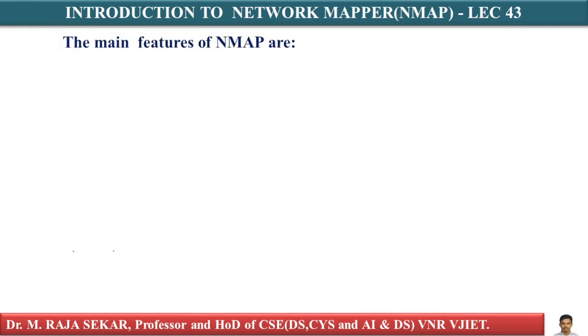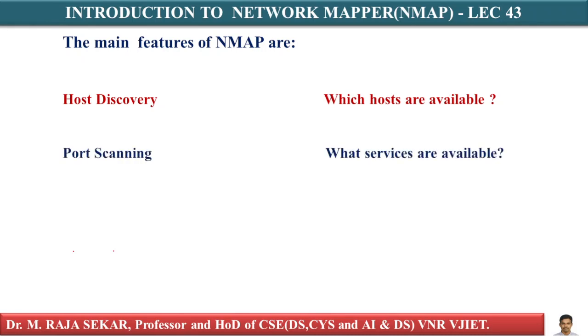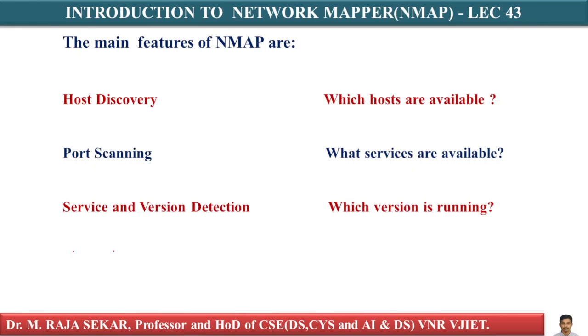We will try to understand the main features of NMAP. Host discovery: we try to find out which hosts are active or alive. Port scanning means which ports are currently open. What does open mean? It means a service is running. Port open means something is running attached to that port. Service and version detection: which version of the service is running. For example, if it is a mail server, which version of the mail server is running. And of course, operating system detection is very important, because every operating system has its unique vulnerabilities. So if you know the operating system, you will know what to do.